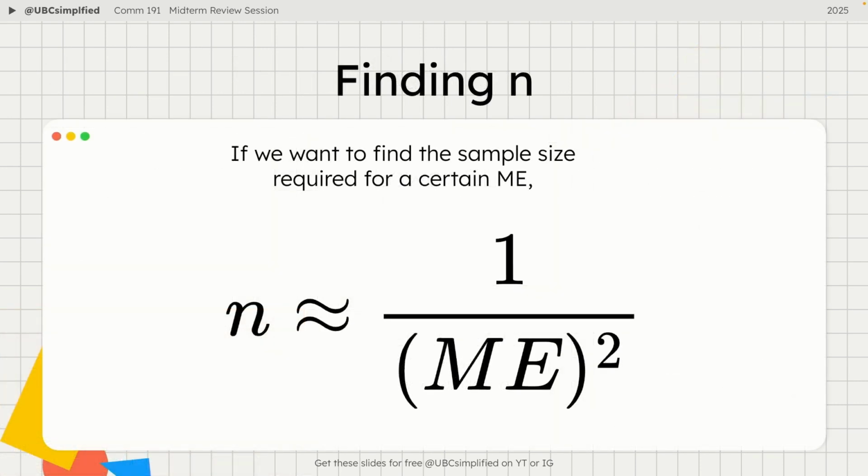These are just rearranging the formula we did. So let's say you have a margin of error that you want, and you want to find what size of sample we want. This is the formula. You plug in your margin of error, 1 over that squared. That'll approximately give you what size of sample you would have.